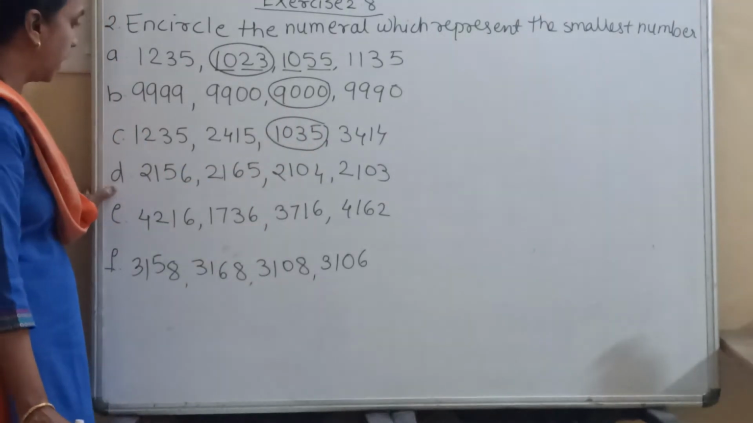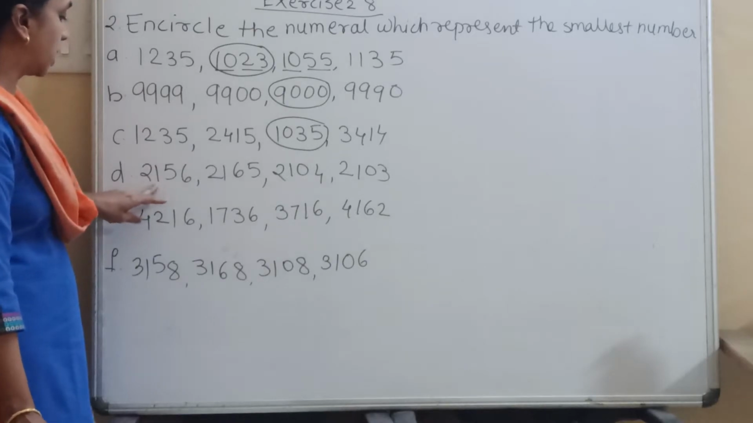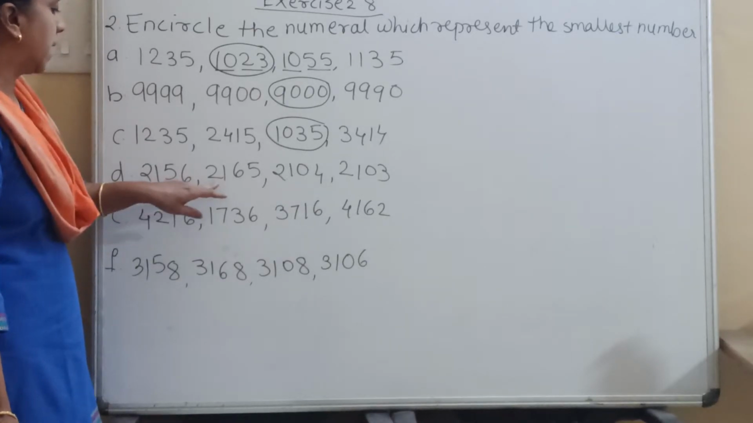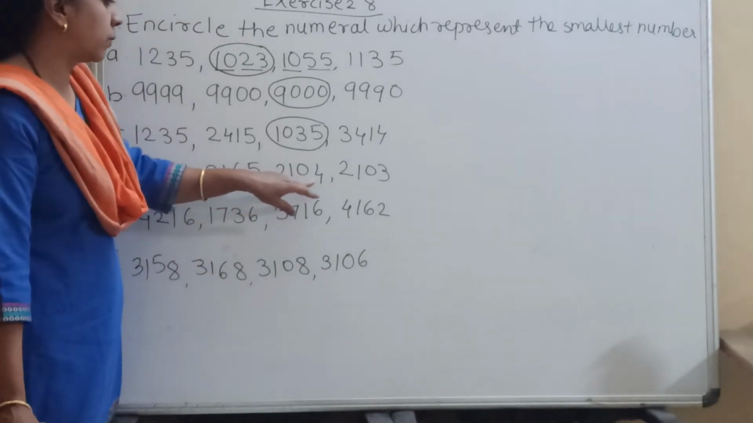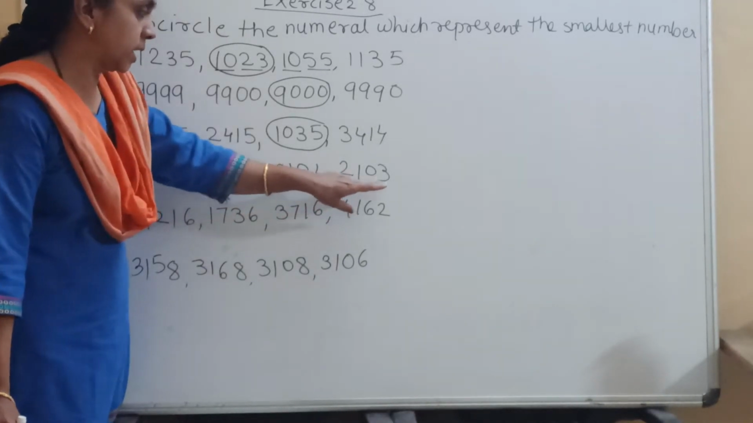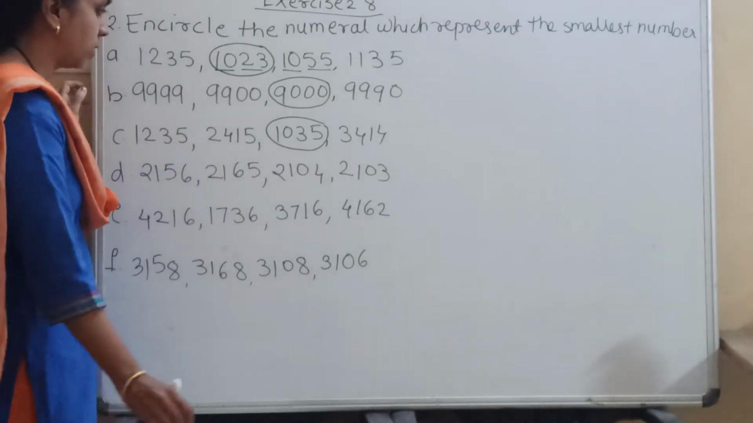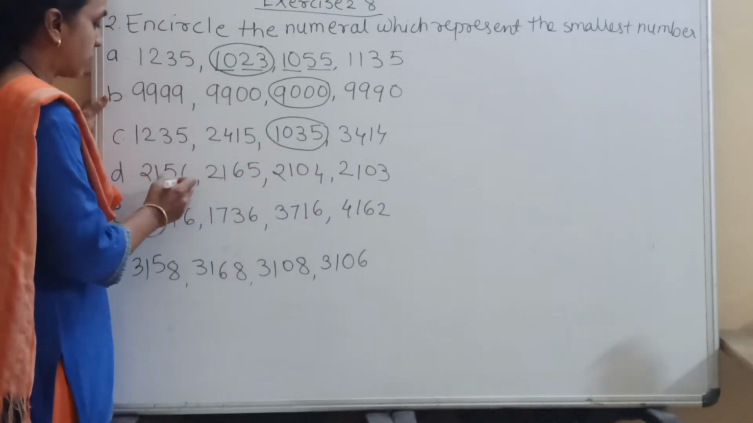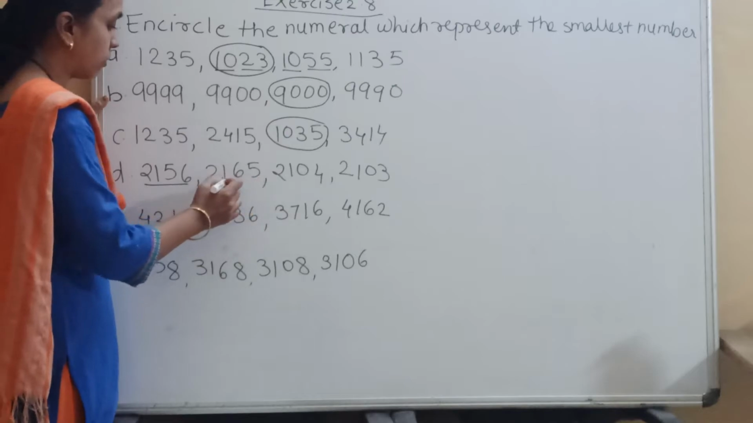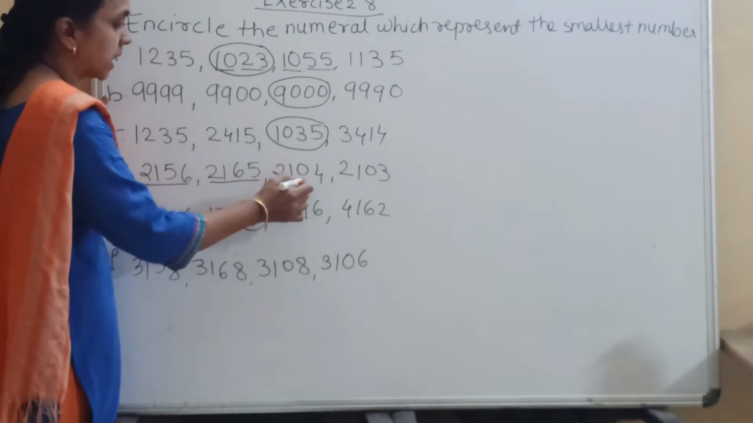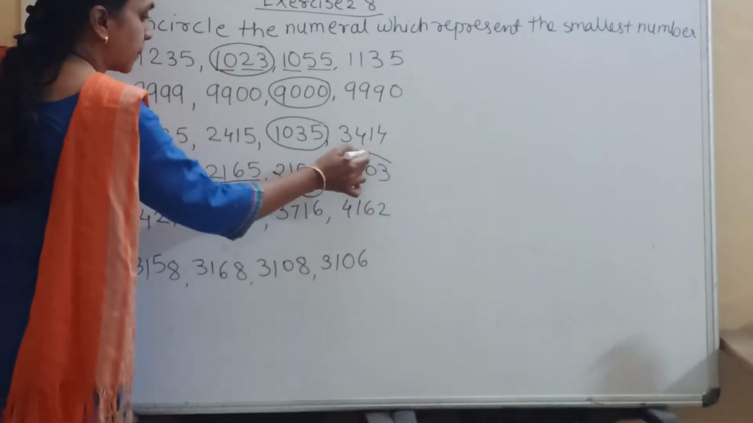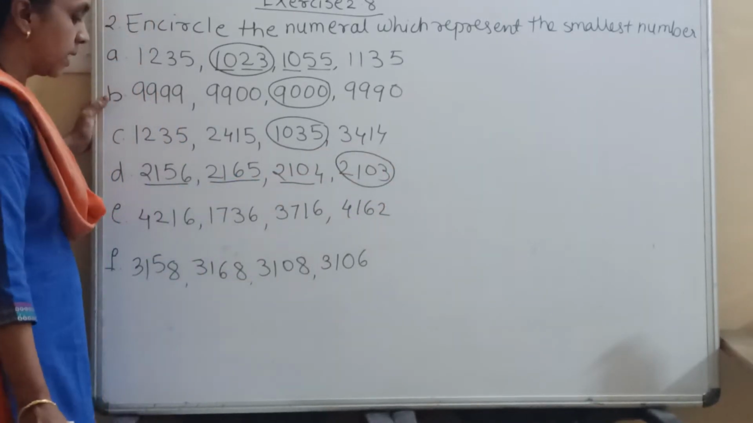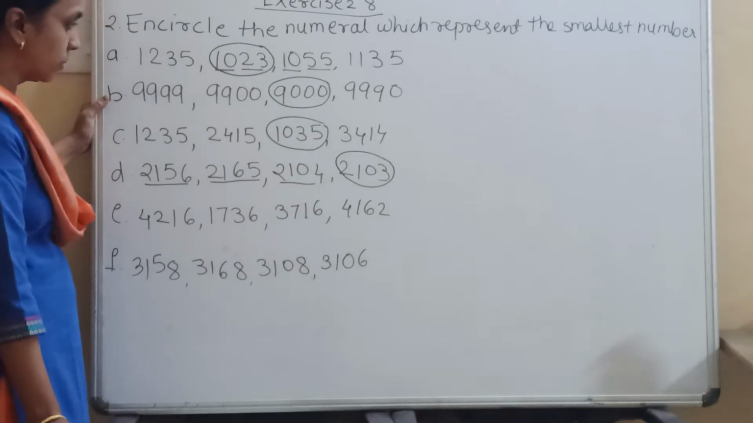Okay, now see D question. 2156, then 2165, 2104, 2103. See, a somewhat confusing question is there. 2056, then 2165, then 2104 and 2103. So this number, 2056, is the smaller number. So that we have to circle.